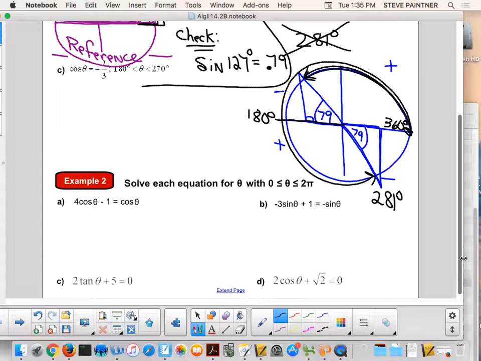Did I tell you cosine's the weird one? Yeah, you'll see. Go ahead. Get started on this one. See if you can kind of move on your own.